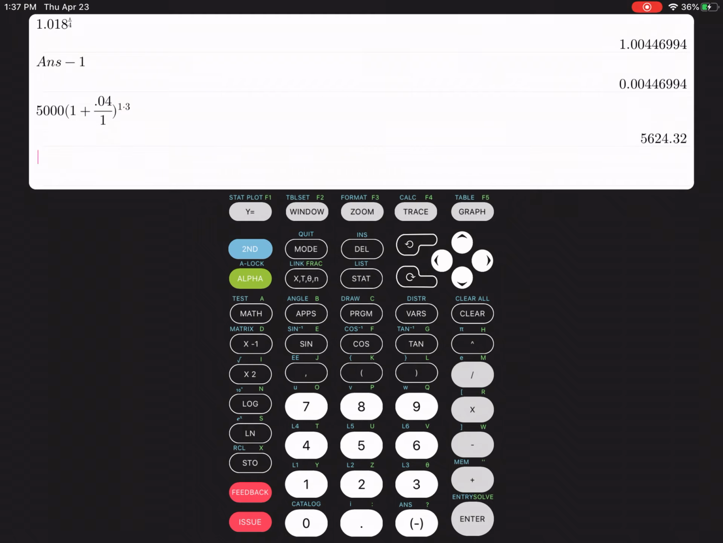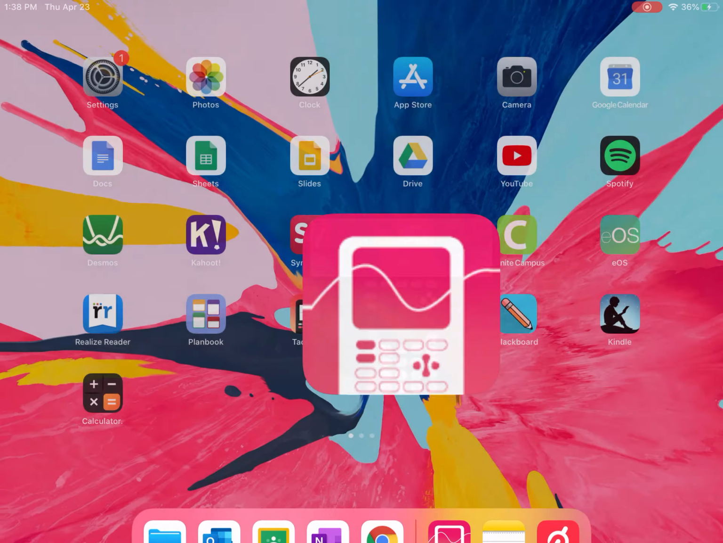And I hit enter. So that means that if the interest was compounded annually, then I put $5,000 in the account. I do absolutely nothing to it. I don't put more money in. I don't look at it. When I come back in 3 years, now I've got $5,624.32 in the account.